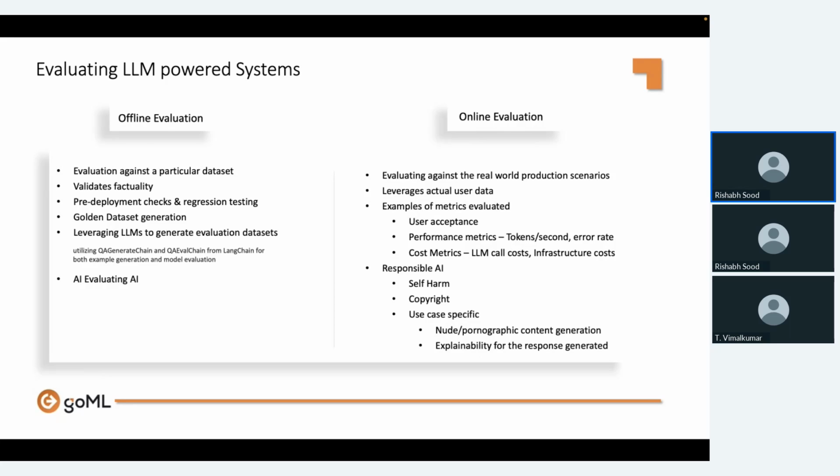Data, right? Obviously, as I mentioned, it leverages actual user data. Some of the metrics that you now start evaluating when you have gone live, from the online evaluation perspective. One obviously is user acceptance, which is how relevant this is from the overall production use case of the actual user's perspective. Number two is overall performance metrics. So what are the tokens per second that it's able to take in? This is where your selection of model is very critical. What's the error rate that it's giving? At the same time, what are the cost metrics? Because you're now running these models.